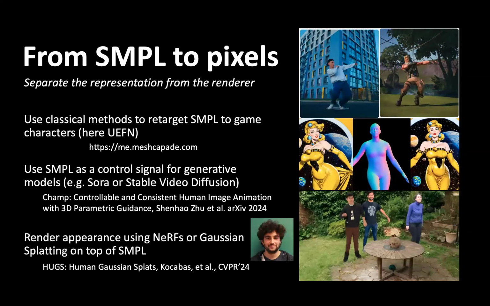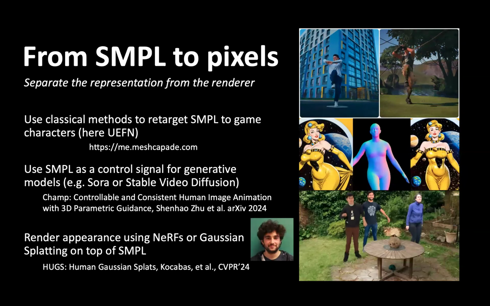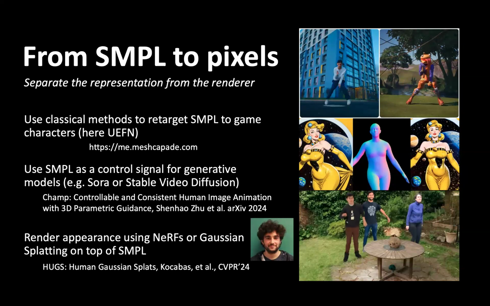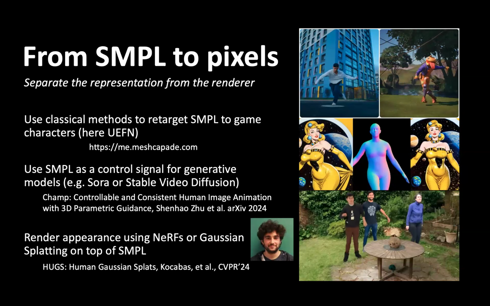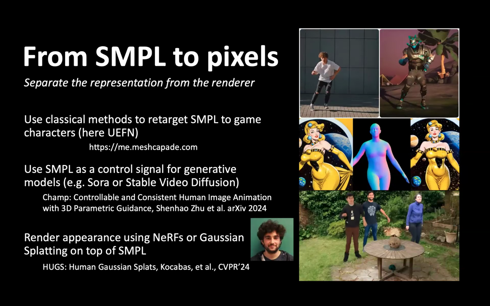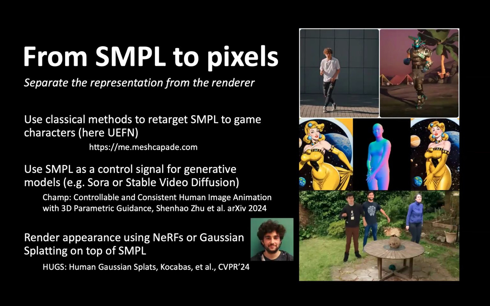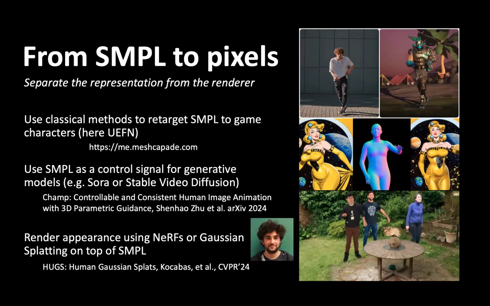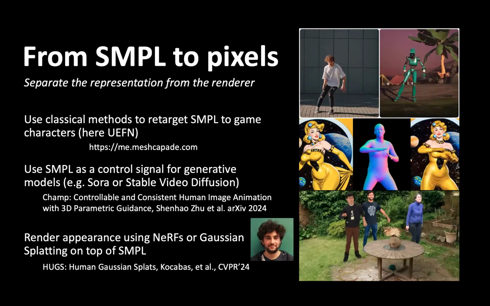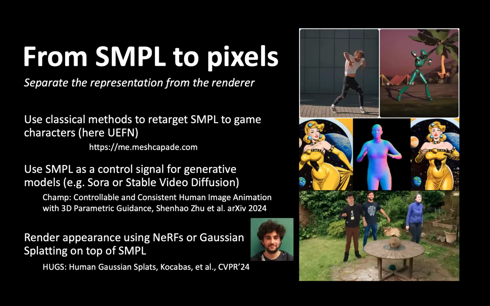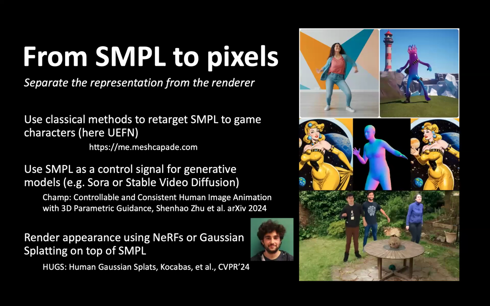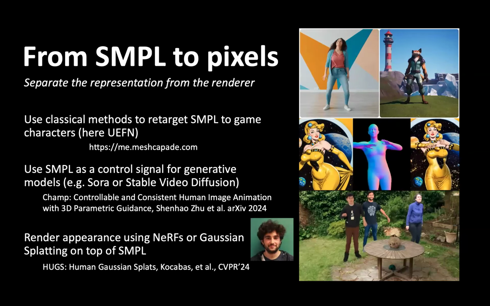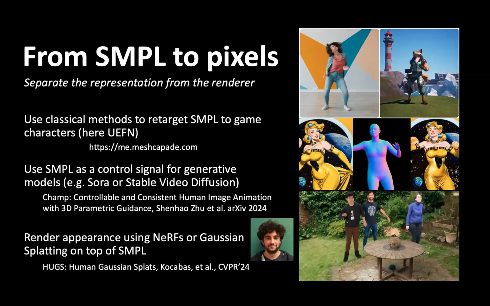SMPL can be used as a traditional graphics model, it's a mesh model. You can retarget it to, this is Unreal Editor for Fortnite. You can use it to control game characters easily, but you can just as easily use it to control a video diffusion model, for example. This is work, Champ, and there's a lot of other work coming out now that uses SMPL as a control signal effectively for generating realistic animations.